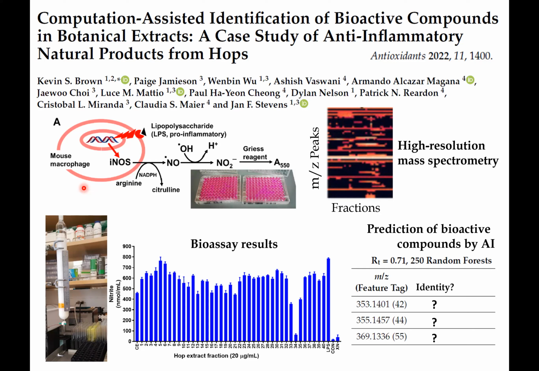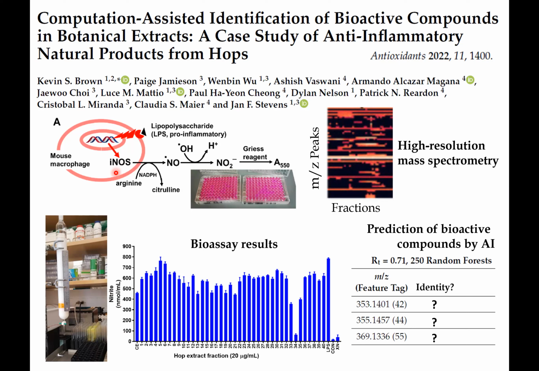So what we've done is we make a hop extract. In this particular example, we make a hop extract and we run it through a column, and then we collect fractions. You can see that here. And these fractions are then tested in a bioassay. This is an assay for measuring nitrite production, and this is a measurement of inducible nitric oxide synthase activity, and that's actually an index of inflammation.